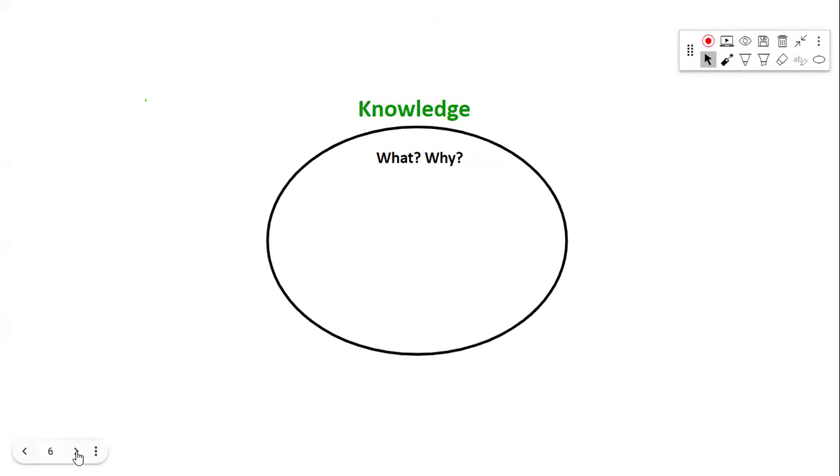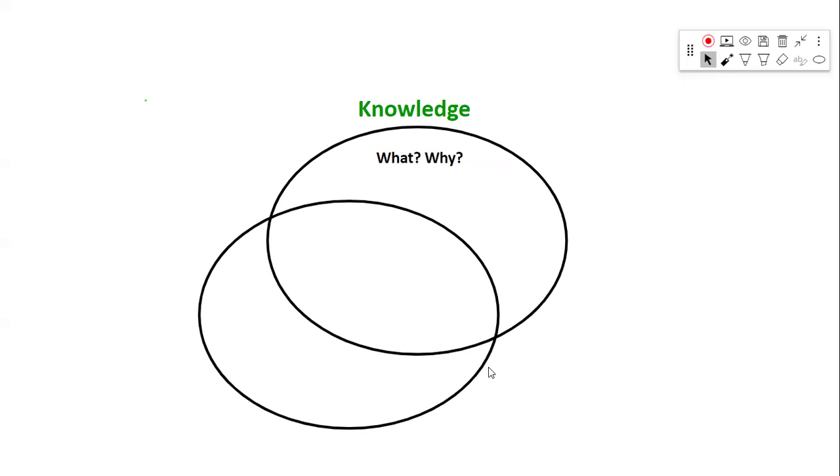So this is what and why. When you ask questions like what and why, you get knowledge. And what is the second circle? It is about skills. Skills is something when you ask how to do that.